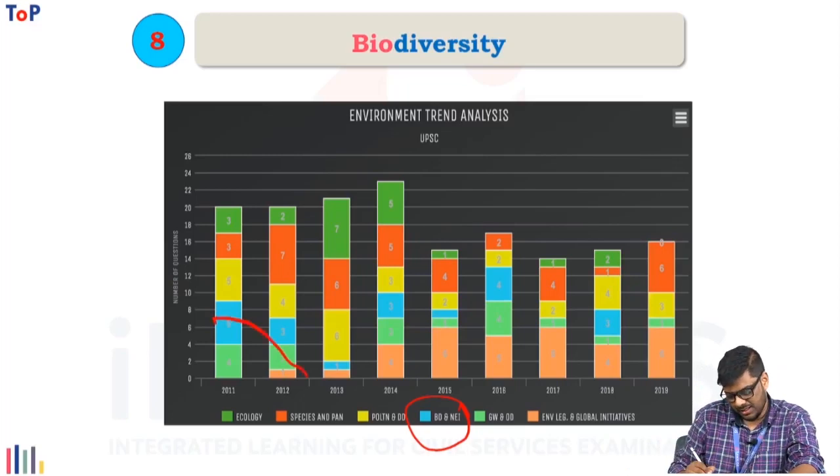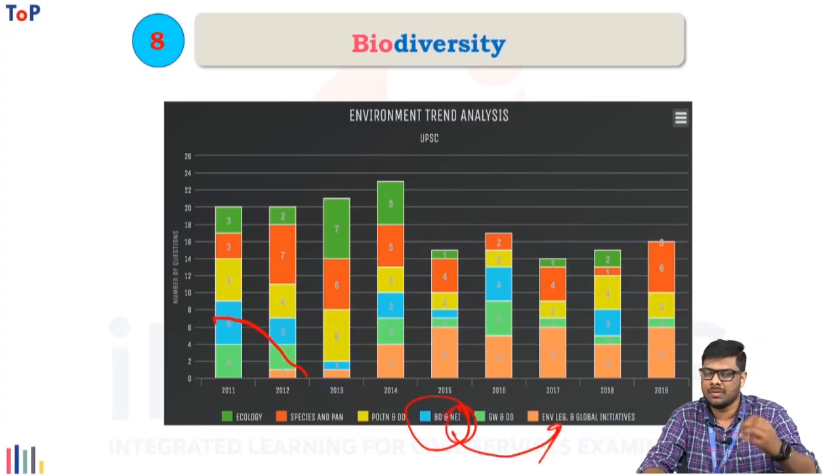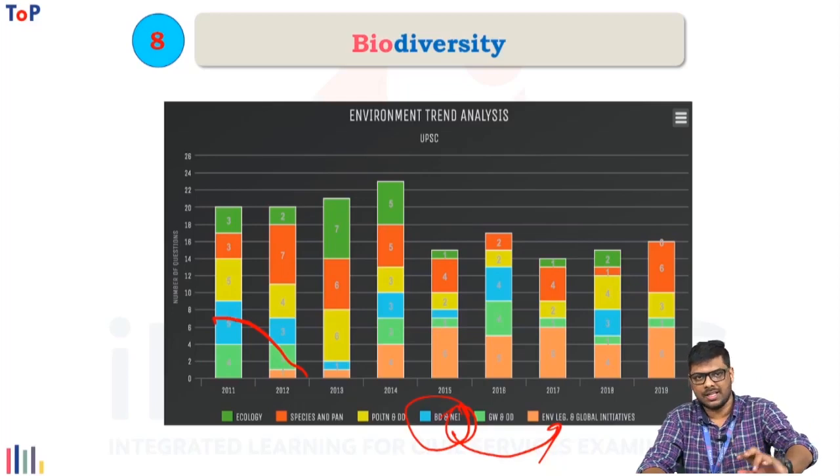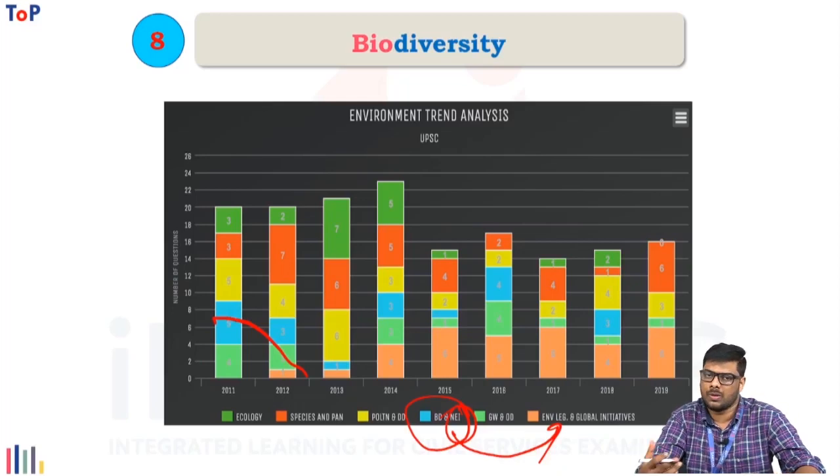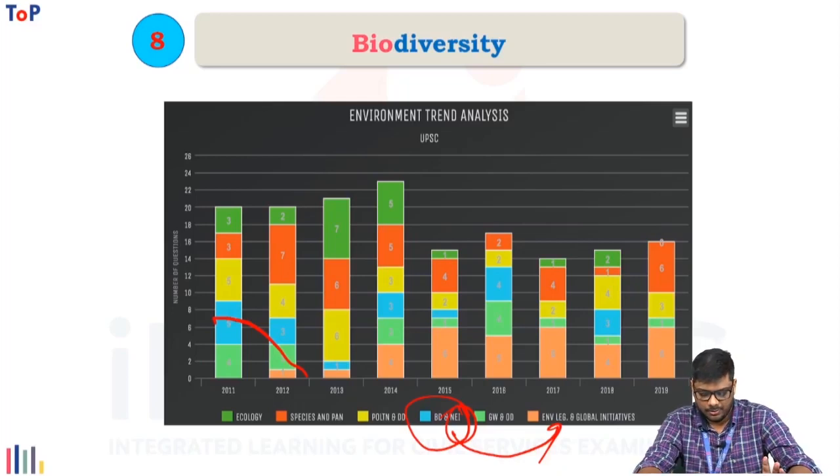Here national environmental initiatives I have combined with environment legislation. By national environmental initiatives, I mean some initiatives which are exclusively related to biodiversity. Nothing like rules or regulations or laws. There are some initiatives, for example mangrove protection, and there can be some initiatives for coral reef protection. Such kinds of things come under this heading.